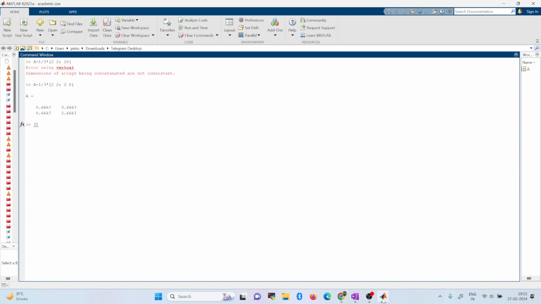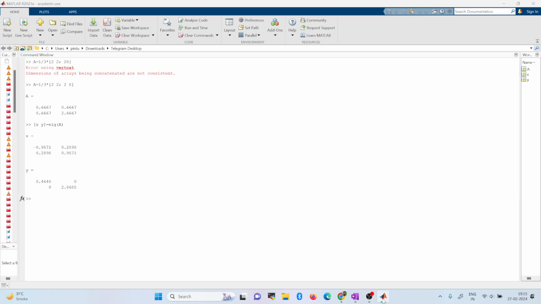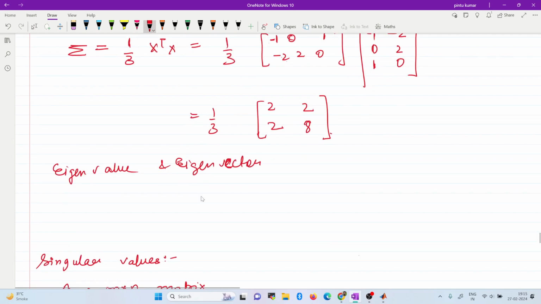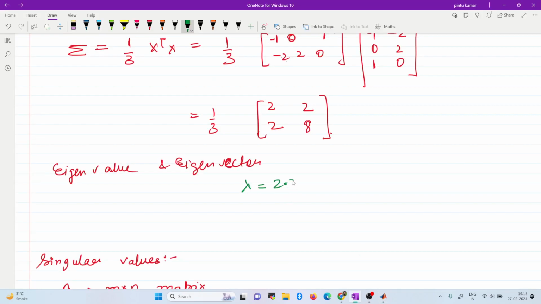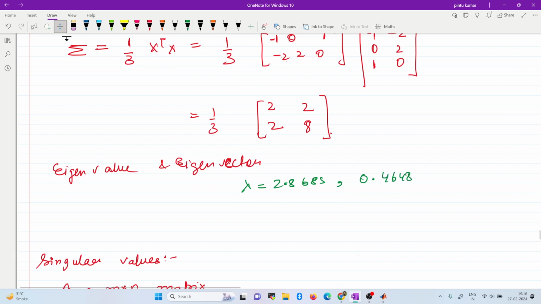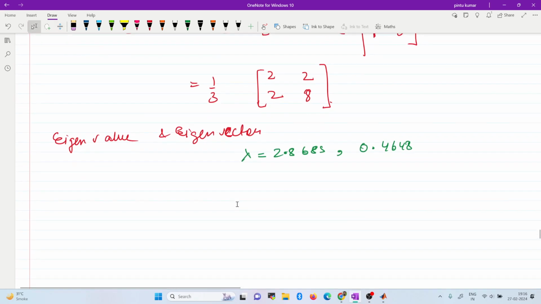Then let's say, so I have obtained 2 eigenvalues over here. Okay. So if you solve, you can get lambda to be 2.8685. So you need not explicitly solve this right now. So this is 4648. I'm just trying to give you an idea, if you have some data set, how you can find its principal component. Okay.